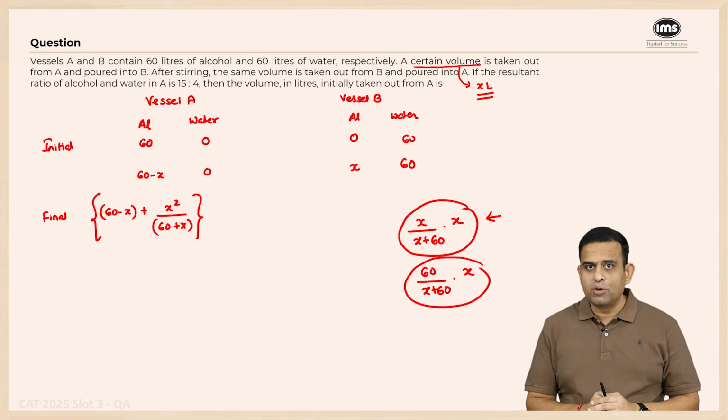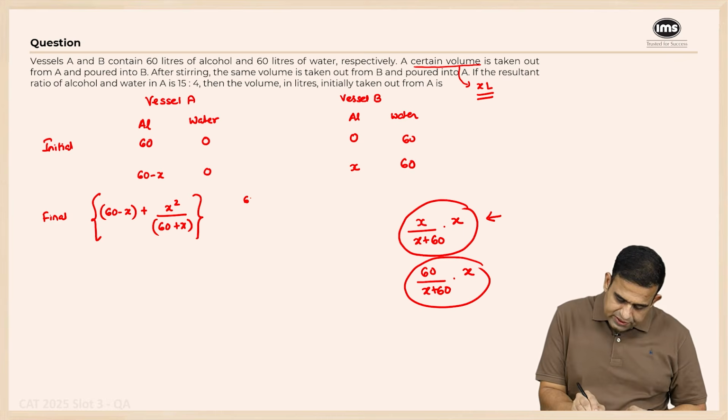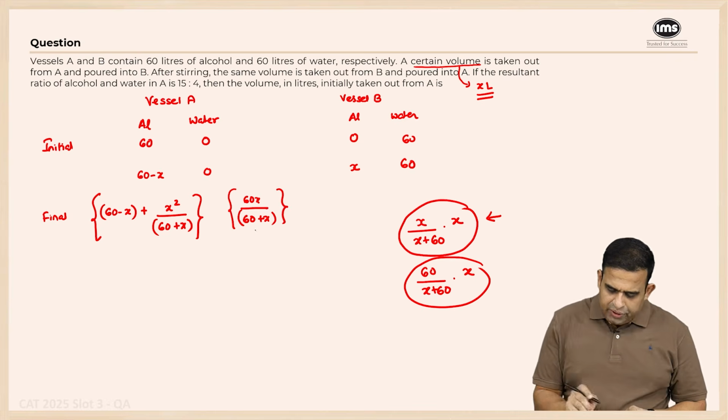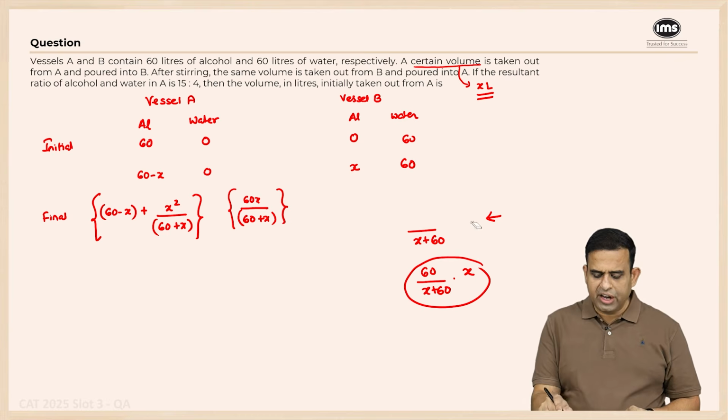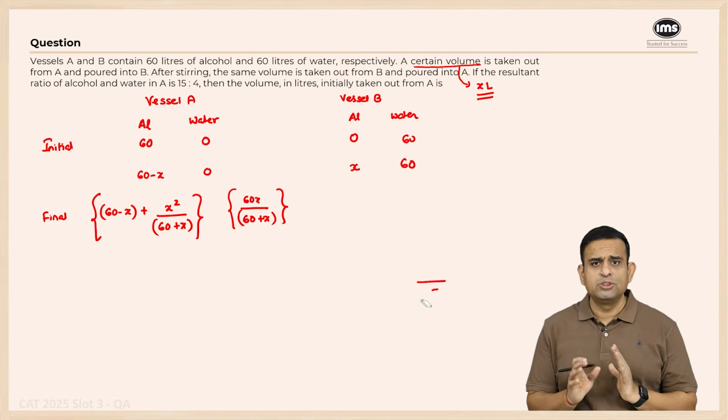And what can I say about the quantity of water? That will be nothing but 60X divided by 60 plus X. Now please note, I can, let's say, choose to find out the quantity of alcohol in vessel B also at this particular point of time, but there's no need as such.